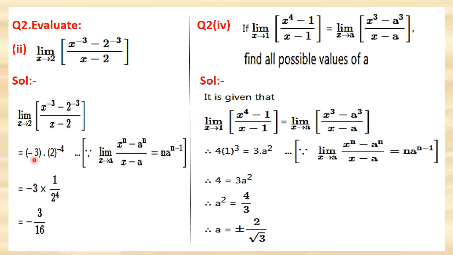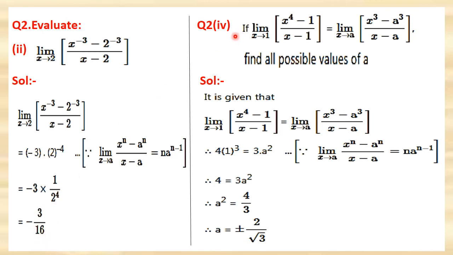is equal to n into a raised to n minus 1. Here n is minus 3. Minus 3 into, a is 2, so minus 3 into 2 raised to minus 3 minus 1, that is minus 4. And we simplify this. We can take this 2 raised to minus 4 to the denominator, then it will become 2 raised to 4. So minus 3 into 1 upon 2 raised to 4. 2 raised to 4 is 16. So minus 3 upon 16 is the value.